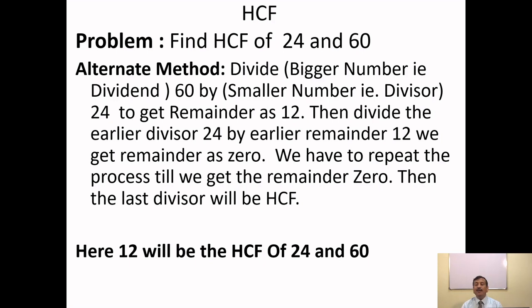Then we divide the earlier divisor, which is 24, by the earlier remainder 12. So we get the remainder as 0. We have to repeat the process till we get remainder 0. Then the last divisor will be the HCF. Here 12 will be the HCF of 24 and 60. Let's make it further clear by more examples.